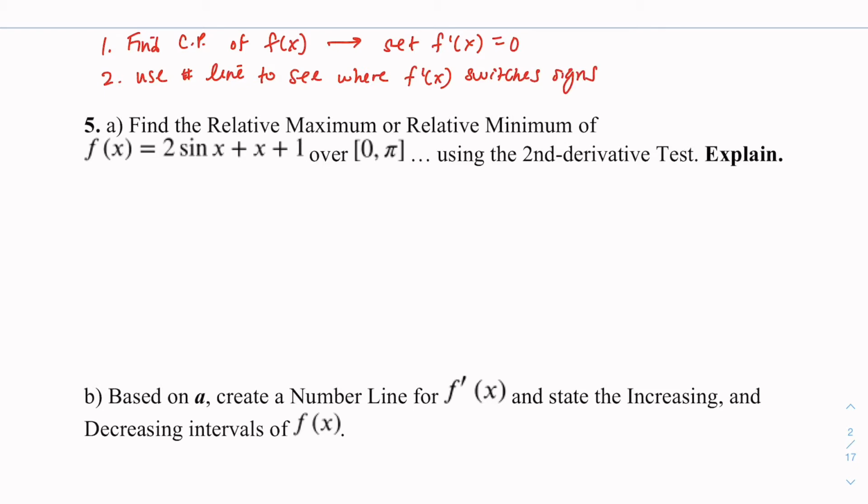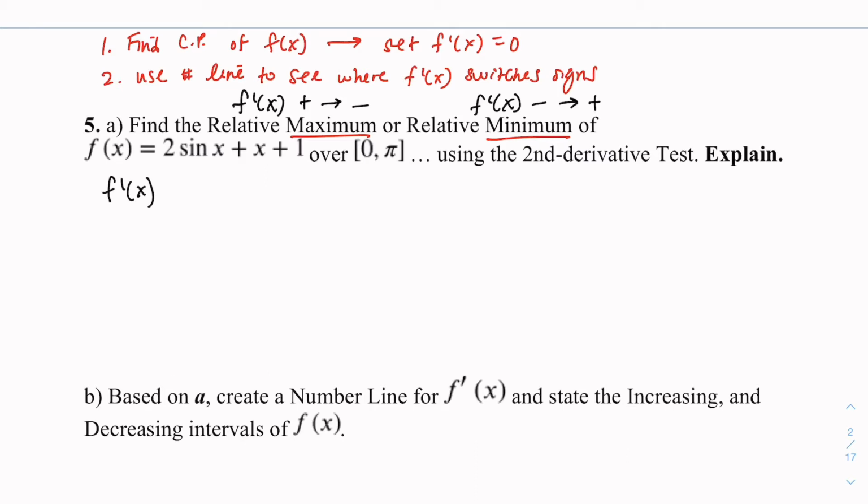Keeping in mind, if we have a relative max, that means f prime of x went from positive to negative. And if we have a relative min, it means that the derivative went from negative to positive. So the slopes were negative, and now they are positive, so the graph is increasing. Great. So let's deal with our first derivative.